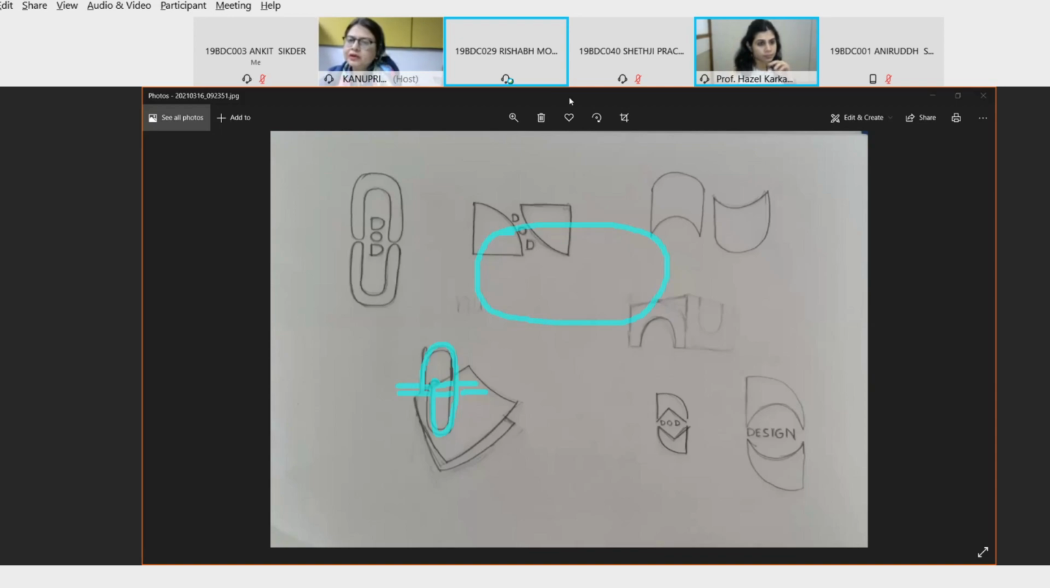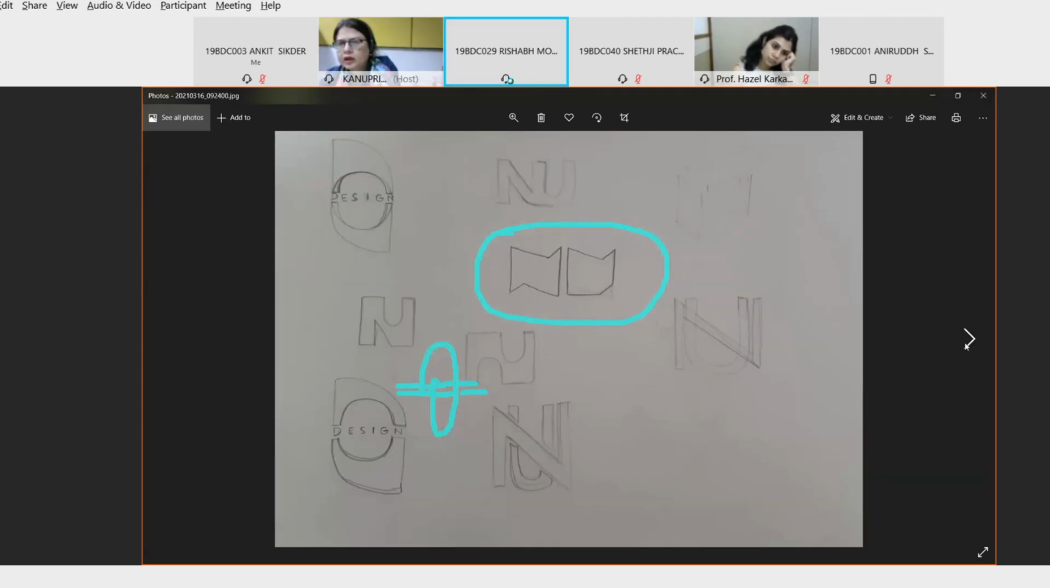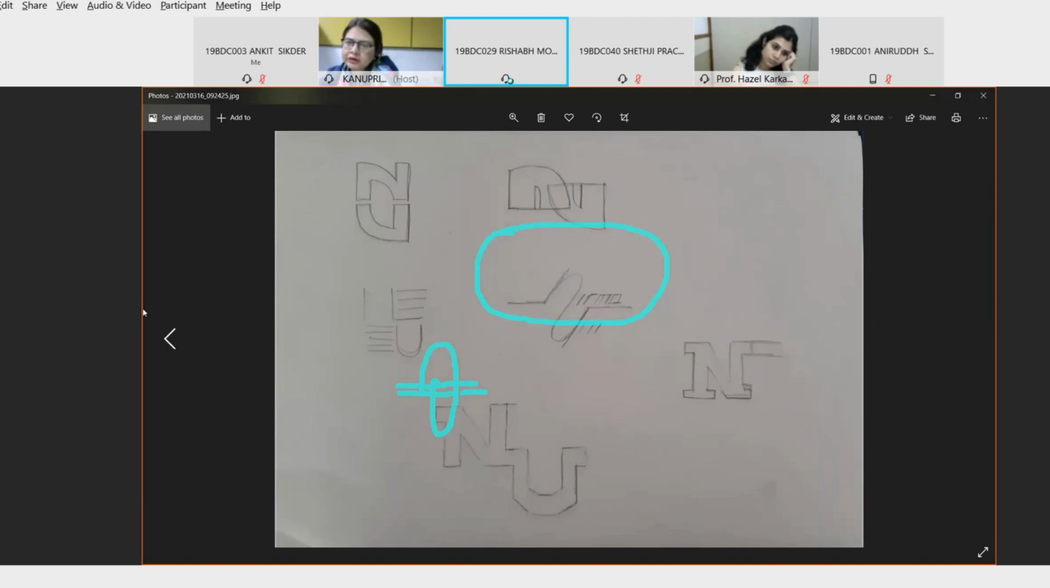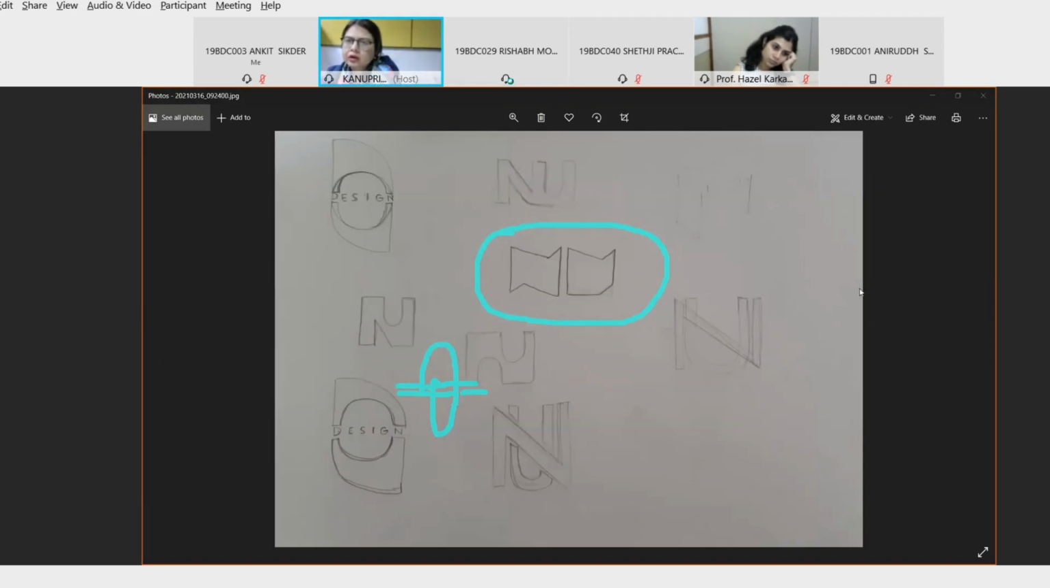Rishabh, can you go back to the previous page? Sorry, ma'am, I couldn't hear you. Can you go back to the previous page? Ma'am, this is the... Yes, stay here. So if you were to move away from Nirma University and just take the N of Nirma, remove this part, then this forms a very interesting visual.